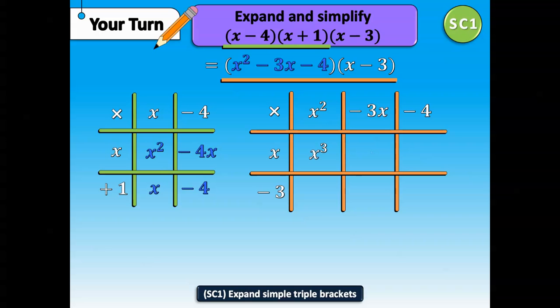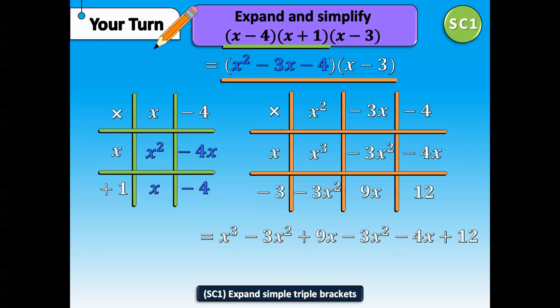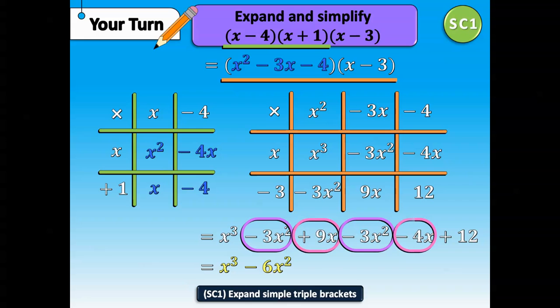So we get x cubed minus 3x squared minus 4x minus 3x squared positive 9x, because when we multiply two negatives together, we get a positive, and positive 12. If we write all those out and then simplify, so we've got x cubed, we've got minus 3x squared minus 3x squared, so that makes minus 6x squared. 9x take away 4x is positive 5x, and then you've just got plus 12. So that's our final answer.